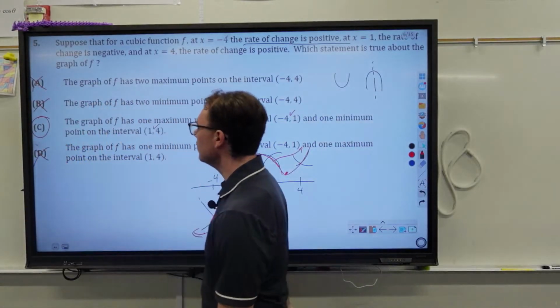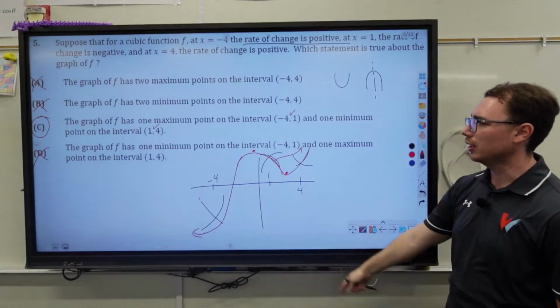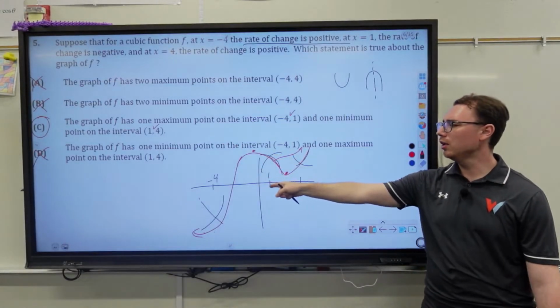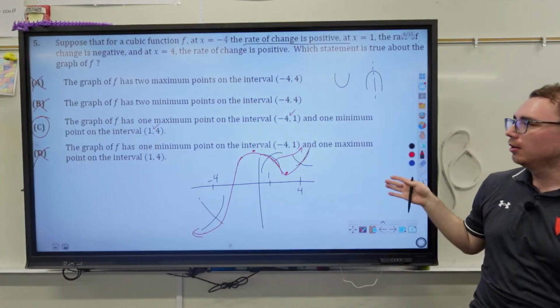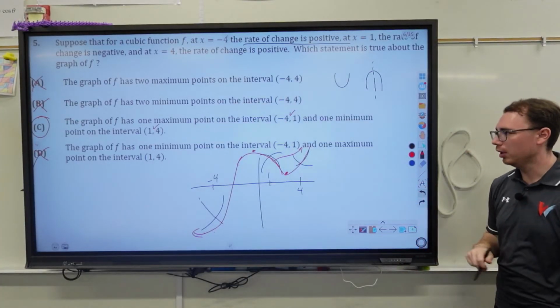D here doesn't make sense, it's just reversed. So we know that there's at least 1 maximum between -4 and 1, and 1 minimum between 1 and 4. If you have any questions about that, please leave them in the comments down below.